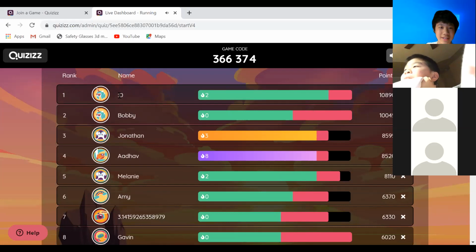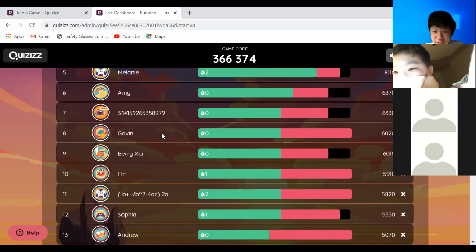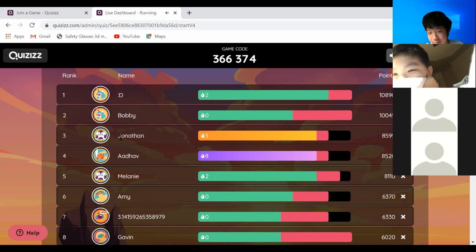Smiley face has taken the number 1 spot. As you can see here, people who finished quickly did not do as well as those who are taking their time. Right? As you can see, the top few people are not done yet. So that is the strategy. You have to take your time. Make sure you get those right.